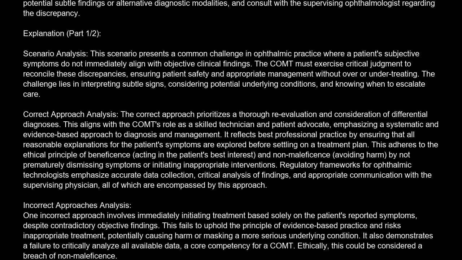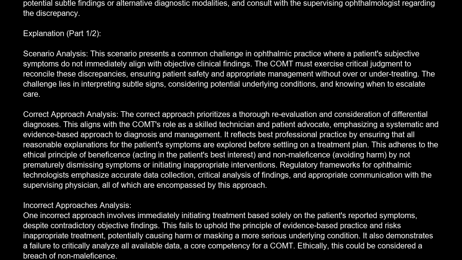This adheres to the ethical principle of beneficence, acting in the patient's best interest, and non-maleficence, avoiding harm, by not prematurely dismissing symptoms or initiating inappropriate interventions. Regulatory frameworks for ophthalmic technologists emphasize accurate data collection, critical analysis of findings, and appropriate communication with the supervising physician, all of which are encompassed by this approach.